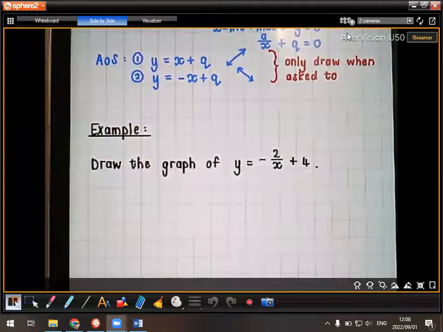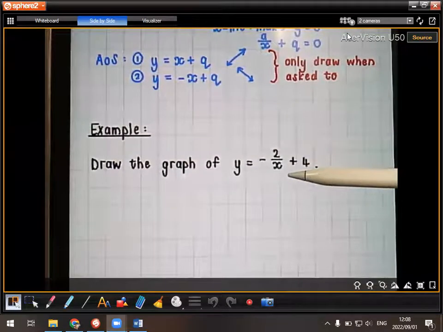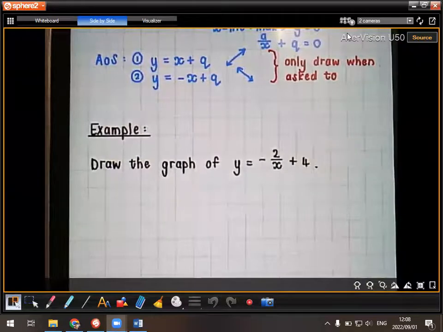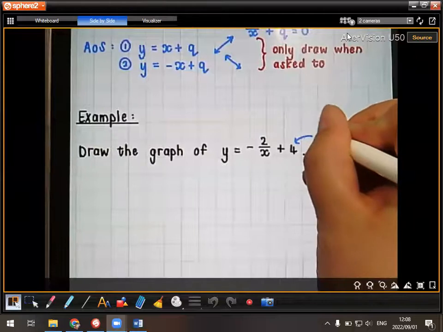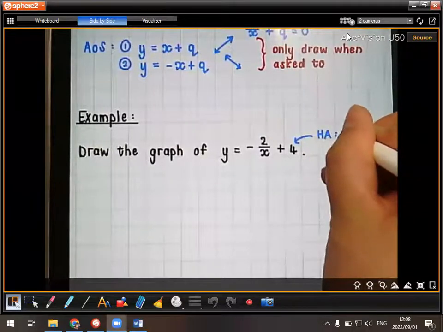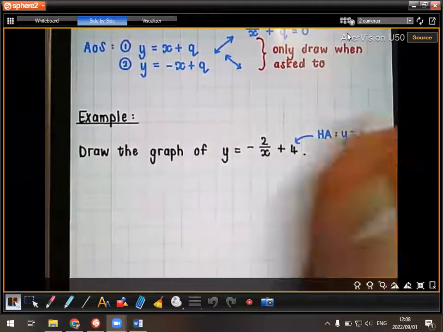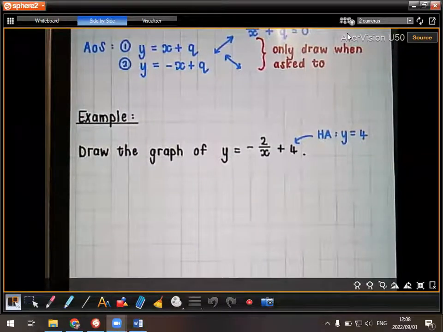All right, guys, for this, do we recognize that this is the equation of a hyperbola? I see that it's something over x, right? So that means that it's a hyperbola. 4, that is my q value. That means that my horizontal asymptote is going to be at y equals 4. So you're going to draw that in as a dotted line.